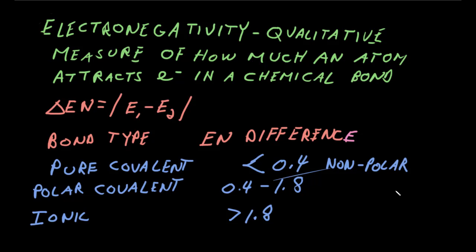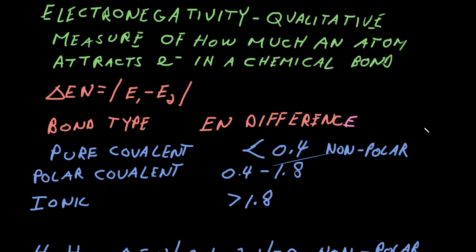Again, it's a unitless number, and it's just given a relative polarity, if you will, between different types of chemical bonds. To find the electronegativity difference, it's the absolute value of the first element minus the second element. And again, it's an absolute value number here. And so we're really looking at the bond type.